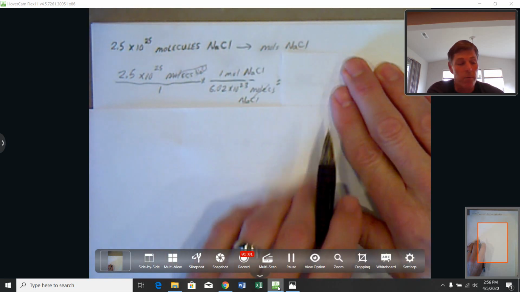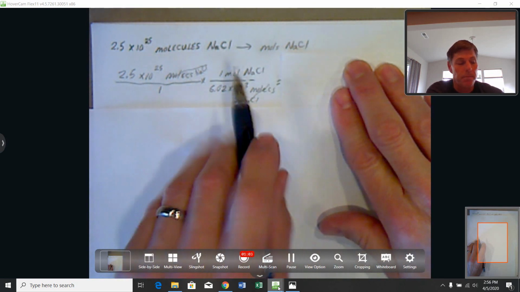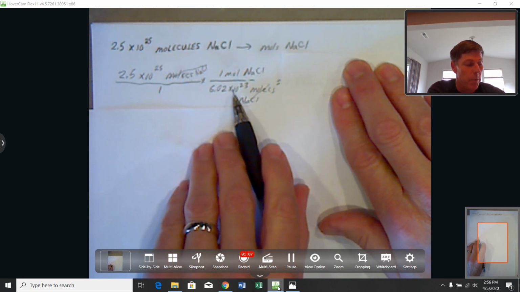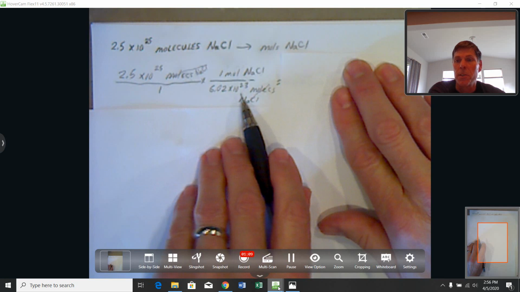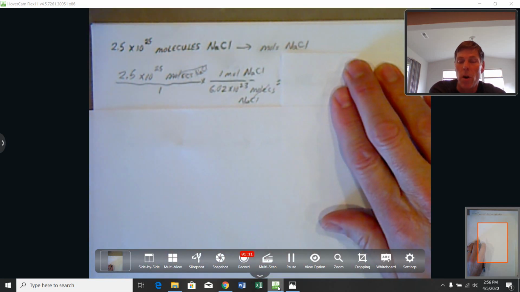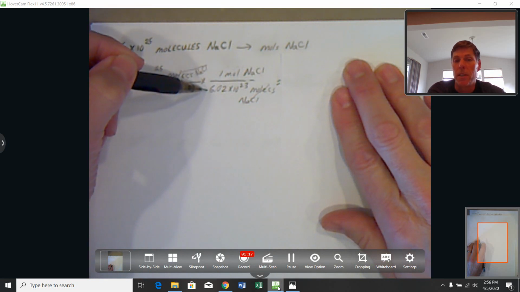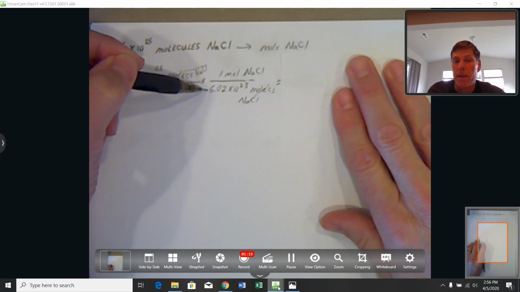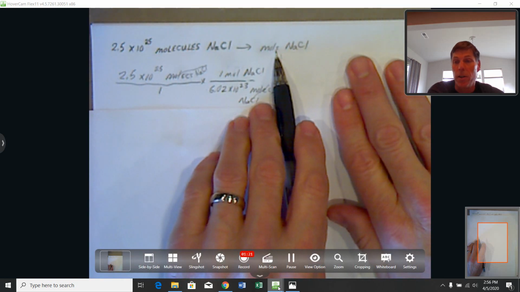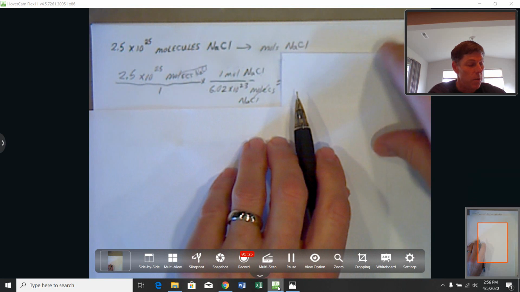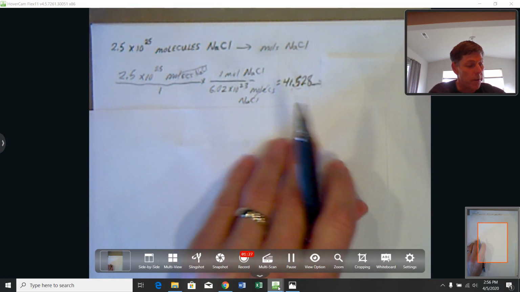Now, the thing I'm looking for is always going to go up on the top. In this case, I'm looking for moles. That's what the question said. So I'm looking for moles of NaCl, so I write that up here. And we know Avogadro's number, 6.02 times 10 to the 23rd, always equals 1 mole. So I can put 1 mole above, and then 6.02 times 10 to the 23rd on the bottom. At that point, I've got the unit, I've got what it's asking for, so I'm just going to solve. So with that, I go ahead and use the calculator.